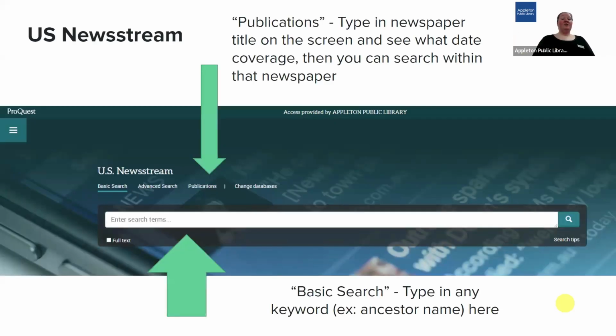So just like the Newspaper Source Plus database, they've got these two separate search bars. The main search bar, when you first log into that database, is where you can enter that search term of your ancestor's name or an address or whatever keyword search you wanted to throw in there. If you wanted to narrow down by a specific newspaper title first, that's where you're going to select publications first, and then you can type in Post Crescent or Green Bay Press Gazette, and then search just within that newspaper if you wanted to. And again, I can do a live demonstration at the end if anybody wants to hang around and see what that looks like.